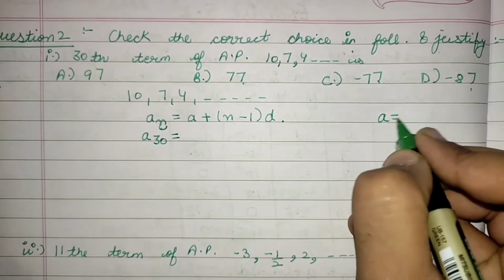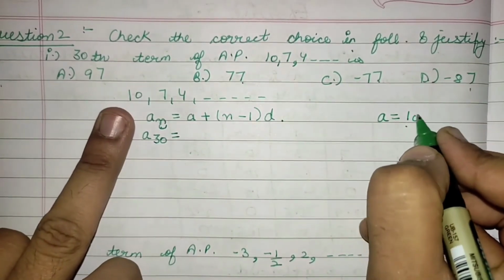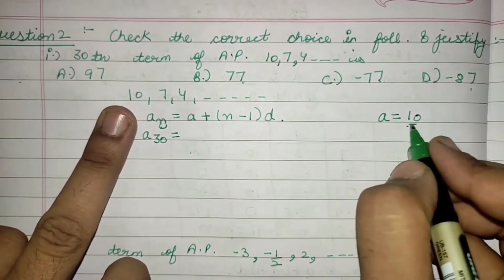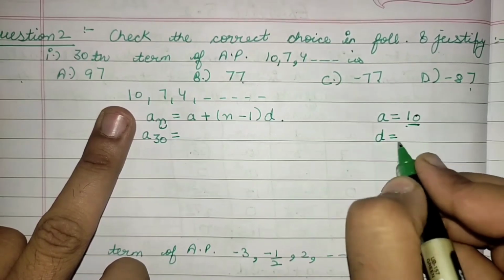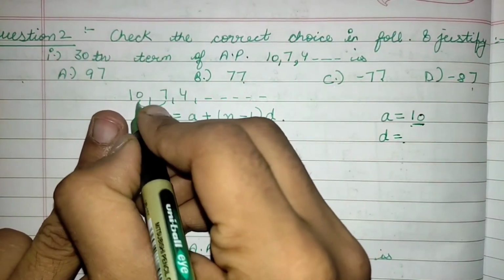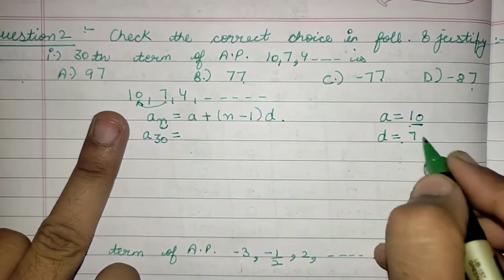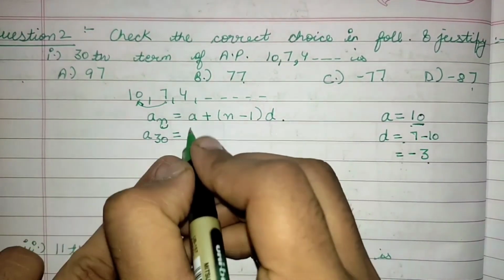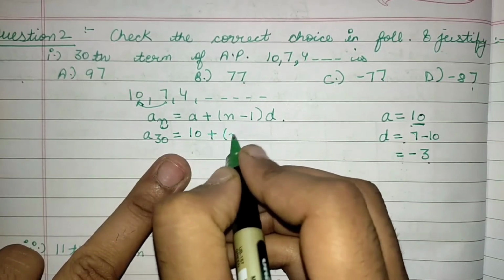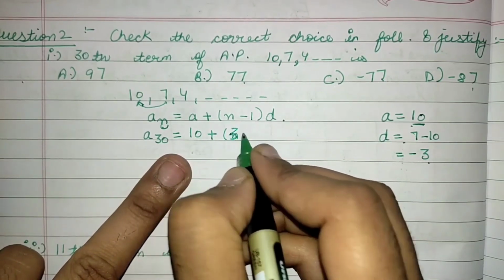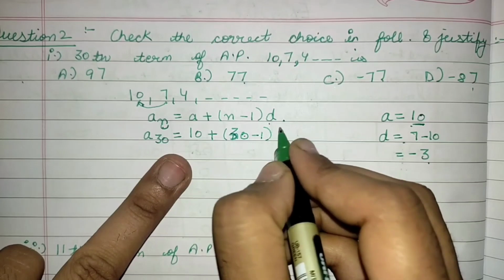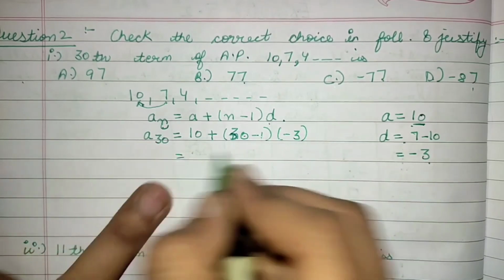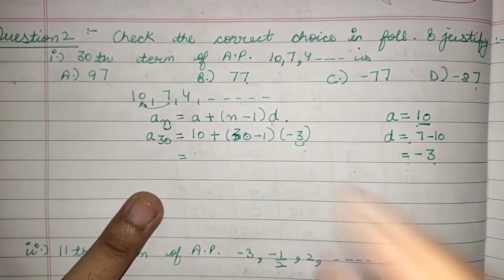So let's first find out what is a and what is d. a is my first term of the AP, which is equal to 10, and d is my common difference. So I will get what? Common difference is 7 minus 10, which is equal to minus 3. So a is 10 plus n is what? n is my 30 minus 1 into d, and d is my common difference, which is equal to minus 3.